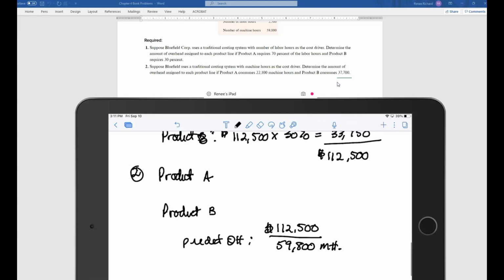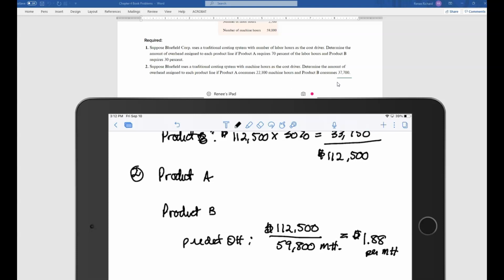Oops, sorry. I didn't realize I was off the screen. So predetermined overhead rate, $112,500 divided by 59,800 machine hours. That's rounded $1.88 per machine hour. And be careful with rounding. A lot of these problems, you'll get rounding errors if you're not careful. Use standard rounding.